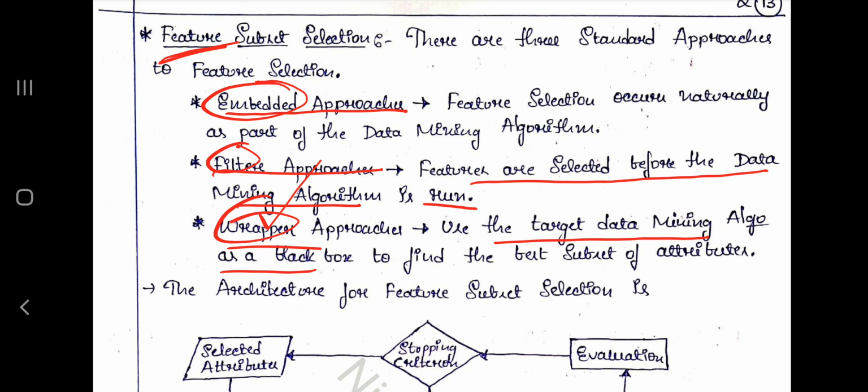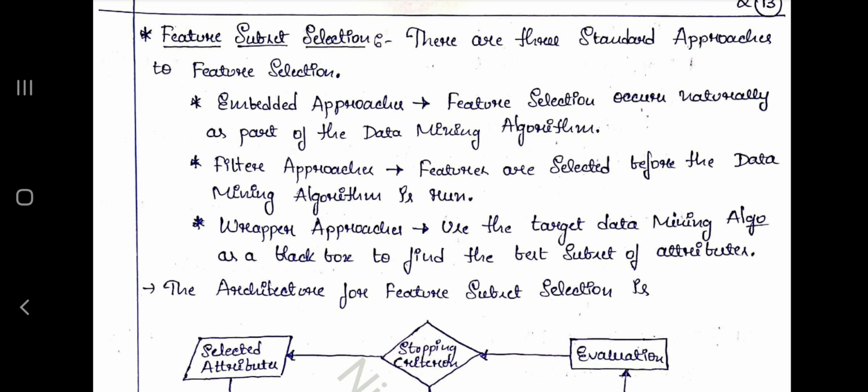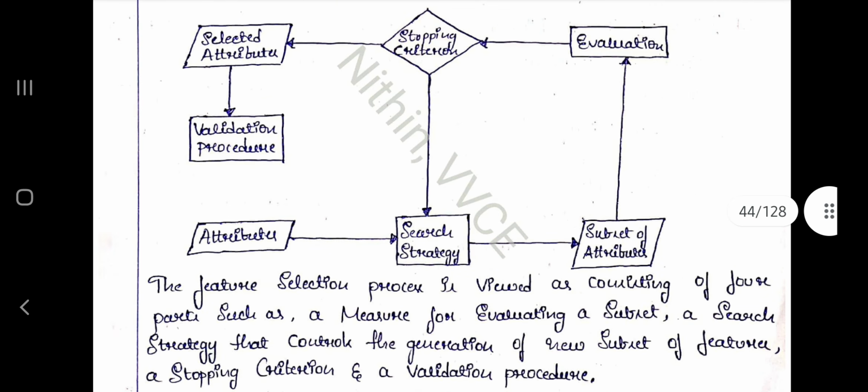Wrapper approach is used to find the best subset. Filter is used to find the relevant ones. Embedded means inbuilt; it occurs naturally as a part of the data mining algorithm. These 3 points you have to mention and draw this diagram.